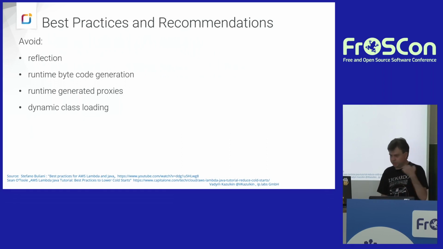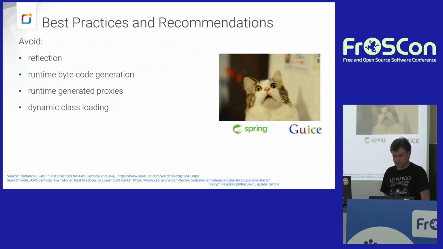So we should avoid reflection, runtime bytecode generation, generated proxies, and dynamic class loading, because they take time in initialization, but they also take time and memory, and because of pricing, it costs you money. The situation is, of course, that people using Spring or Guice then ask, but that's at the core of these frameworks. So how can we avoid this? That's just how it works.